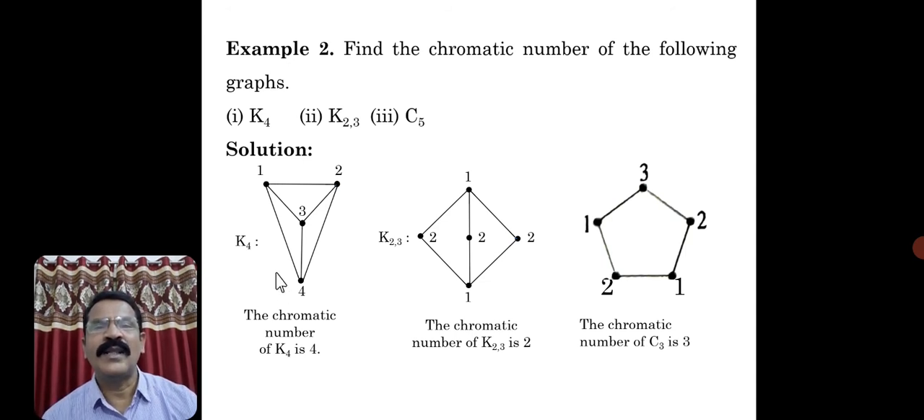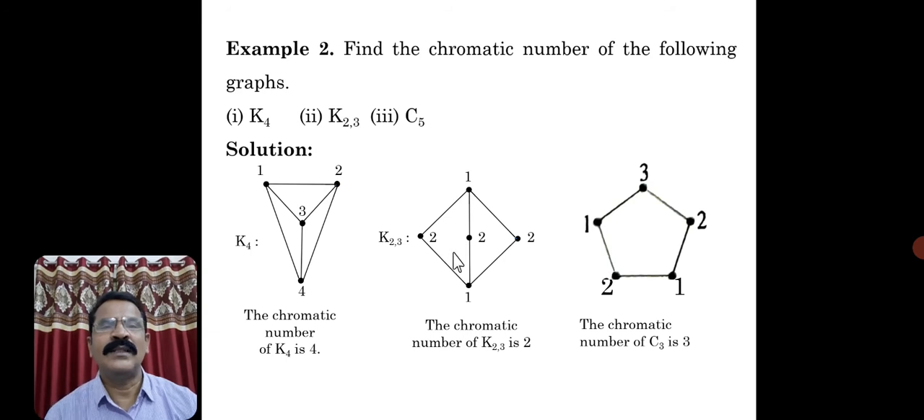What would be the chromatic number of a complete graph with p vertices? Okay, so what would be your thinking? In a complete graph, every pair of its vertices is adjacent. You have to keep that in mind and try to generalize what would be the chromatic number of a complete graph with p vertices.